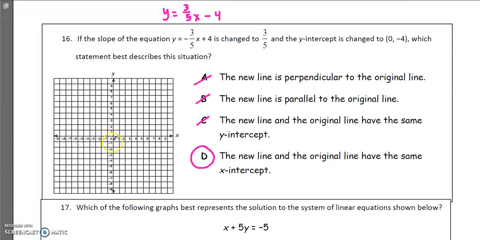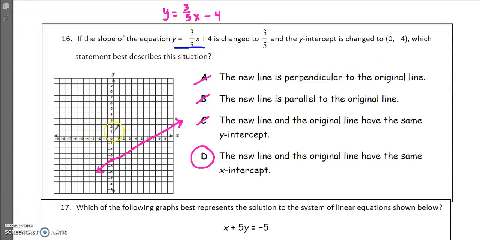If I start at negative 4, here we go, negative 4, and I go up 3, and then over 5: 1, 2, 3, 4, 5, and up 3, and over 1, 2, 3, 4, 5. Okay, without a ruler, this is a little hard to do, but that's the new line, in pink. I'll do the original line in blue.